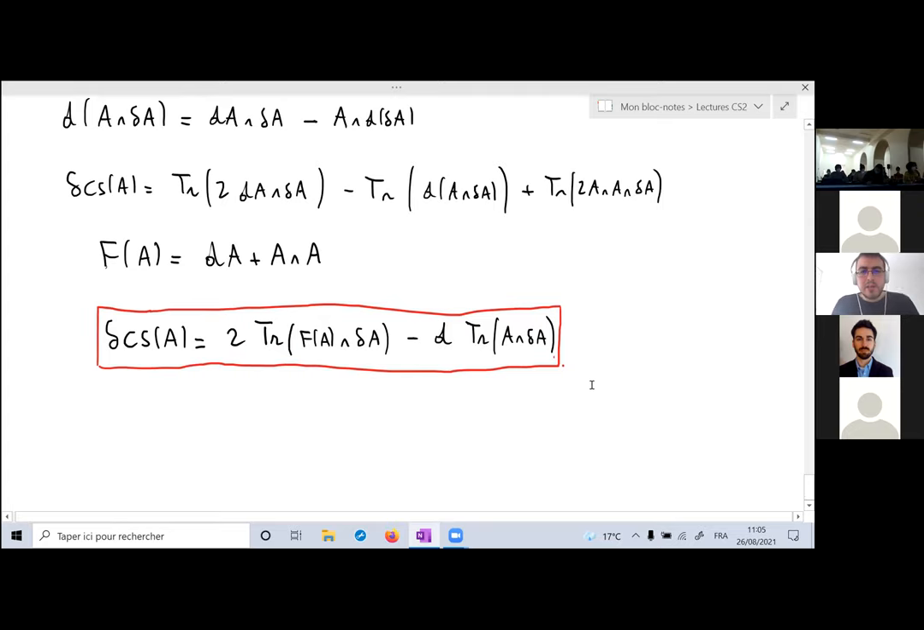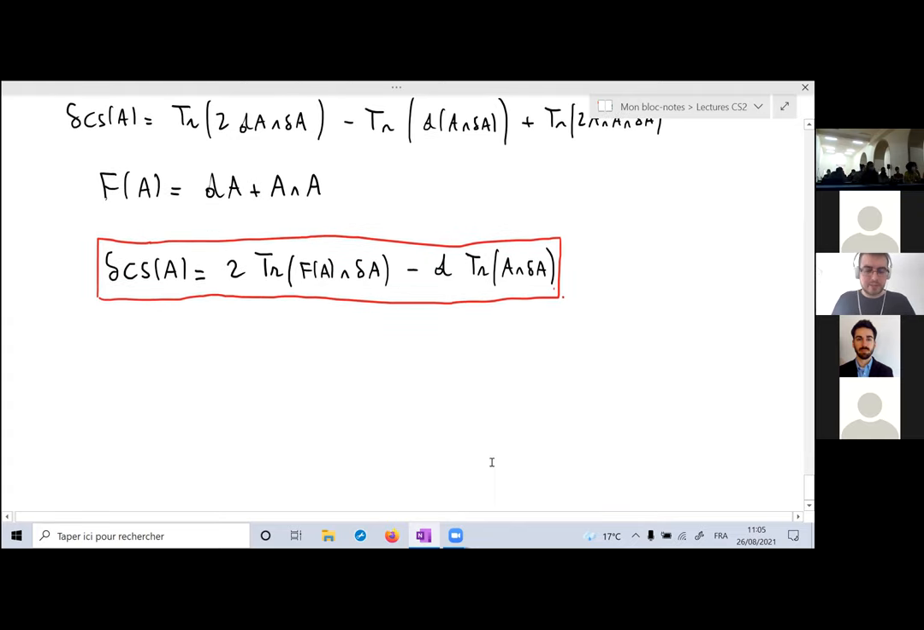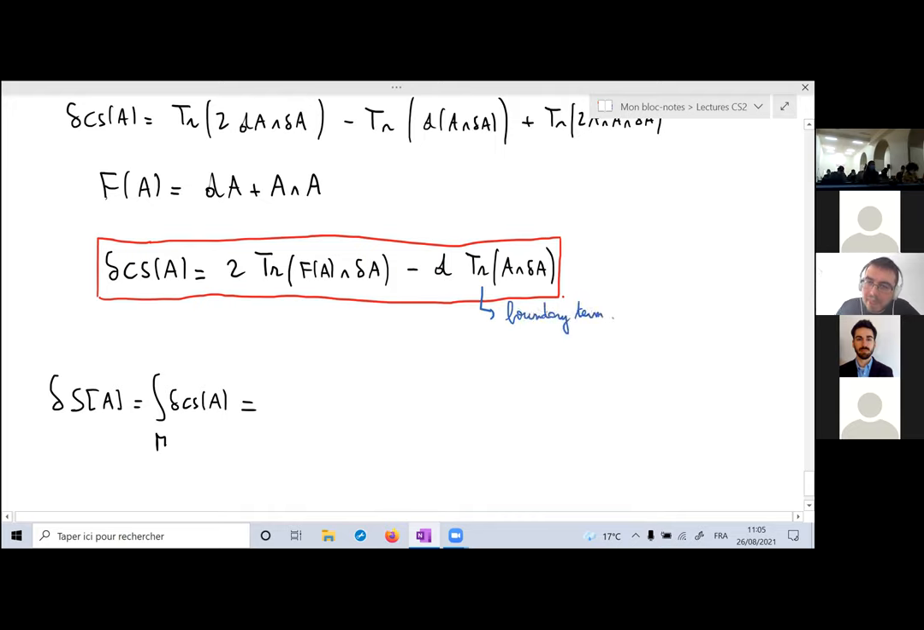Okay. So now that we derived the variation of the Chern-Simons 3-form, we can look at the variation of the action, because that was the initial point of this. To get the variation of the action, I look at the integral of the variation of CSA. I see there are these two terms, and this term here is a total derivative. When I integrate a total derivative, I get a boundary term. So this will contribute a boundary term on the frontier, the boundary ∂M of M.